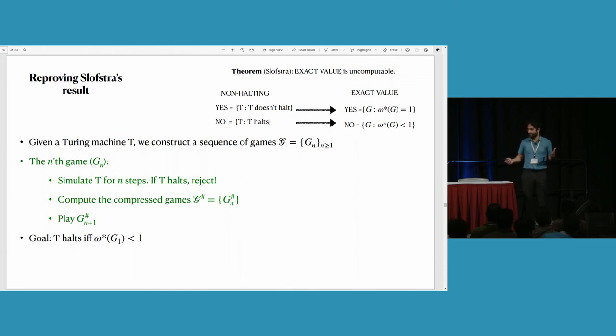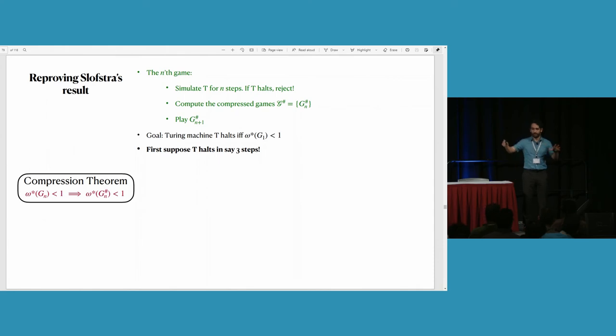And there are two directions for this. First, assume that T halts. In fact, say that T halts in 3 steps. So here in this slide, I have a few things. On the top, I have the definition of the game Gn so that we recall what the definition is. And on the left, we have the property of the compression theorem that I'm going to use. And we assume that the Turing machine T halts in three steps. So what happens in game G3? Well, the referee would immediately reject because T will halt in the first three steps. And so its value is zero. Now, using the property of the compression theorem, I know that the value of G3 compressed is also strictly less than one.